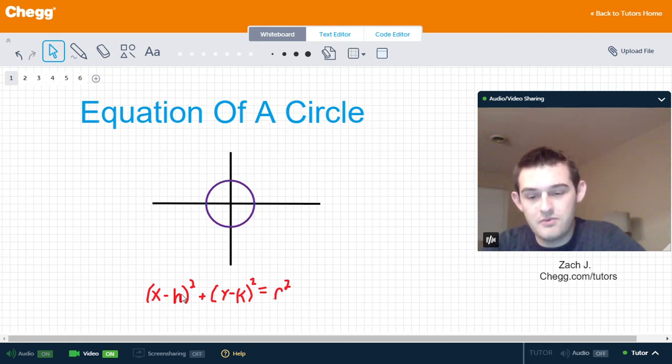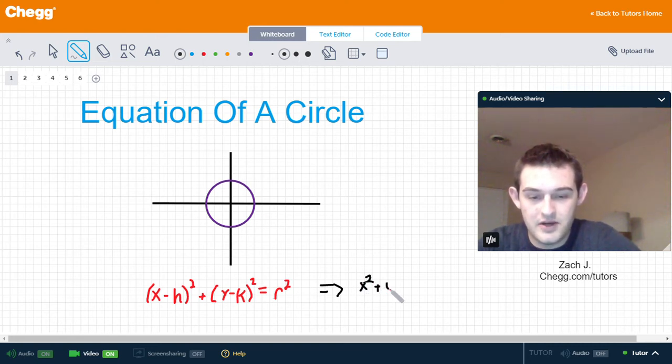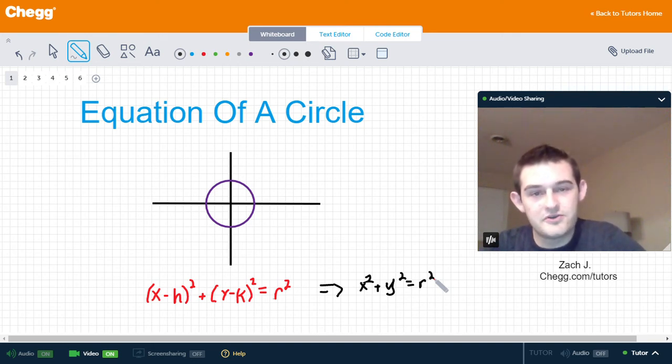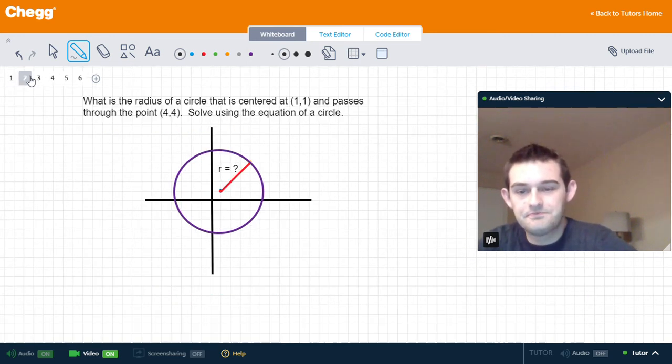Also, if we have a special type of circle where we're centered at the origin, or 0, 0, when h and k are both 0, we get a simplified version of this equation, which is x squared plus y squared is equal to r squared, which looks even more like the Pythagorean theorem. Okay, so that's basically what the equation of a circle is. Pretty straightforward. So now let's look at a simple example of a question you could be asked using this equation.